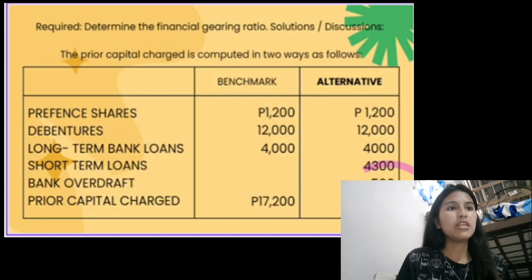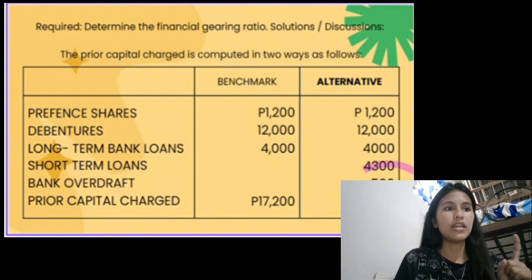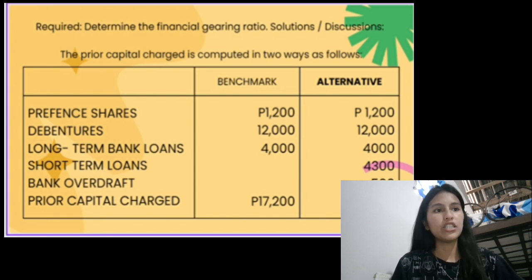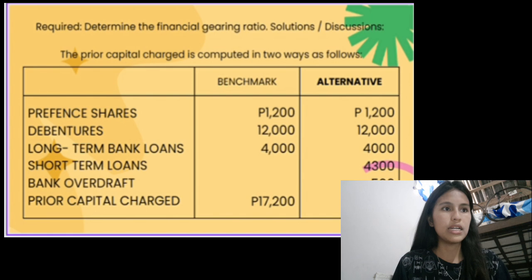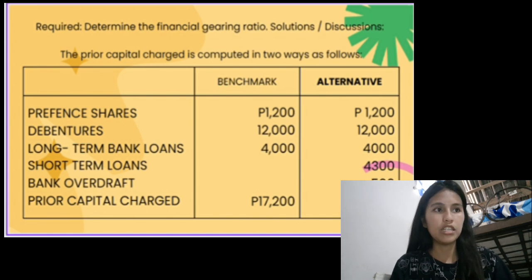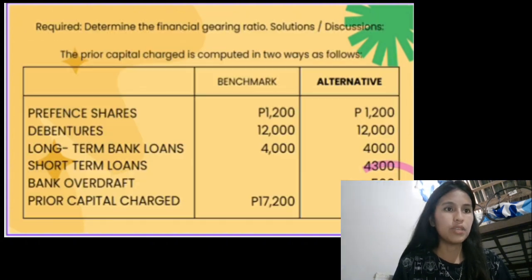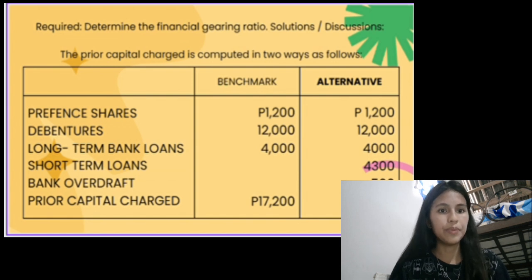So, ito naman yung hinahanap dito is yung financial gearing ratio niya. The prior capital charge is computed in two ways as follows. Ito yung preference, makikita dito natin yung benchmark and alternative. So, meron tayong dalawang column. Then, yung preference share natin na 1-2 is nakuha siya doon kanina sa given na preference shares na 1-2. Then, lalagay natin siya sa benchmark and also sa alternative. Debenture natin na 12,000. Doon lang rin siya nakuha. Doon sa 12,000 na yon.